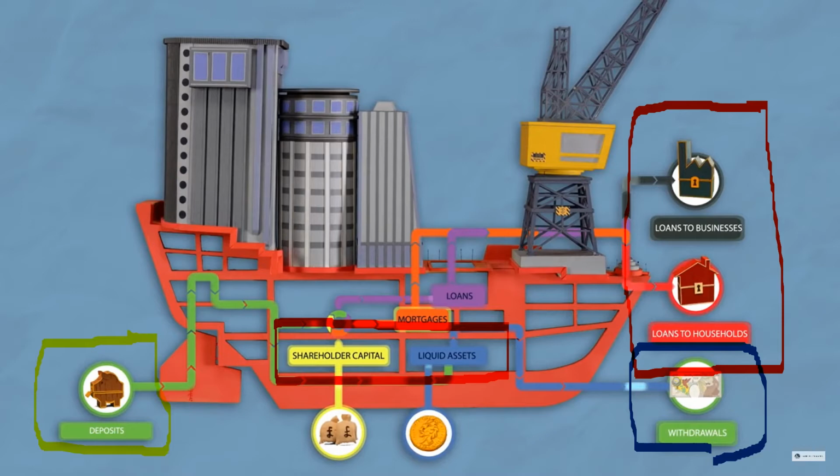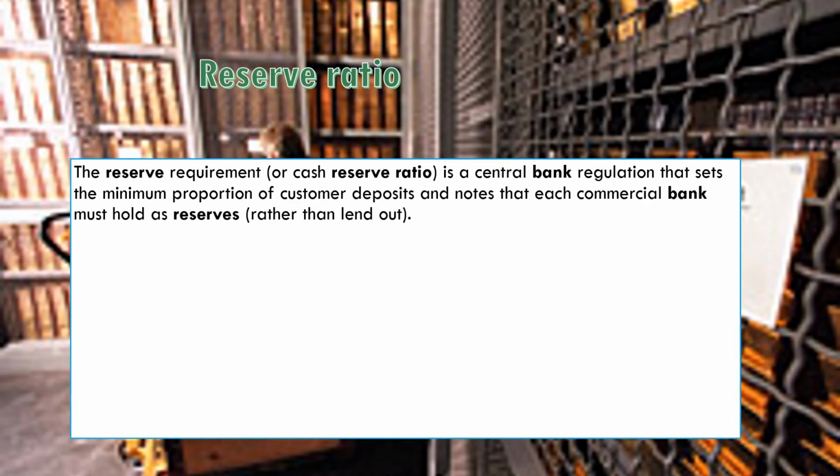Essentially, the reserve ratio is the proportion of all the deposits that the bank has to keep within the bank so that people can be confident that they can make withdrawals. So the reserve ratio or the reserve requirement is a central bank regulation that sets the minimum proportion of customer deposits and notes that each commercial bank must hold as reserves. So of all the money they receive from depositors, from households and firms, the central bank, so the Bank of England or ECB or Federal Reserve in America, would set a ratio, a percentage, saying that amount has to stay within the bank. You can't lend that out.